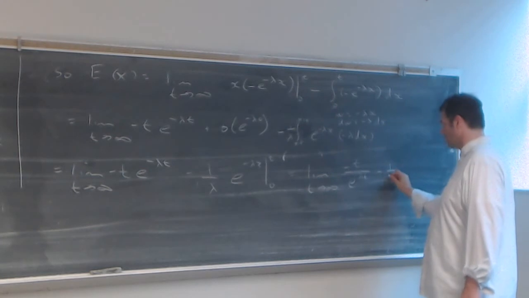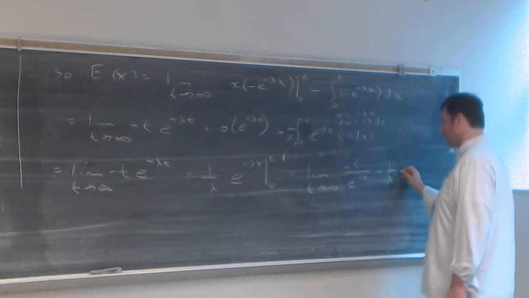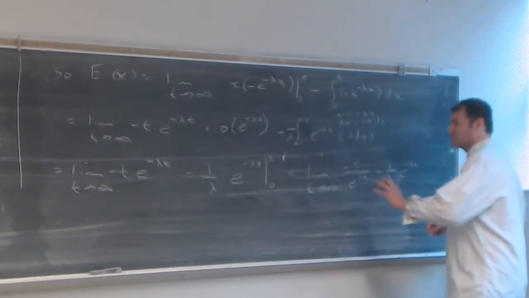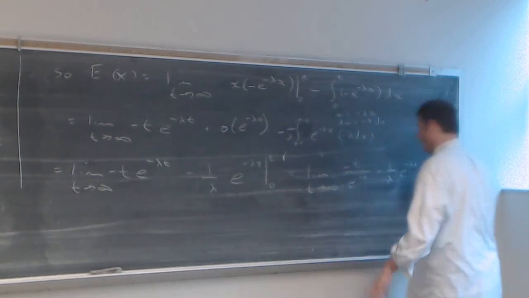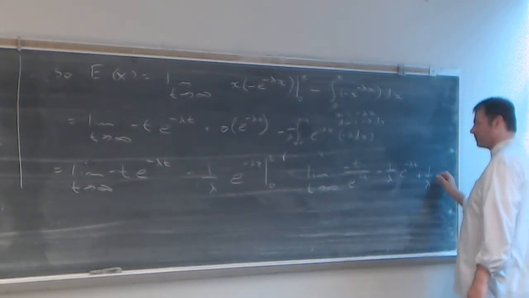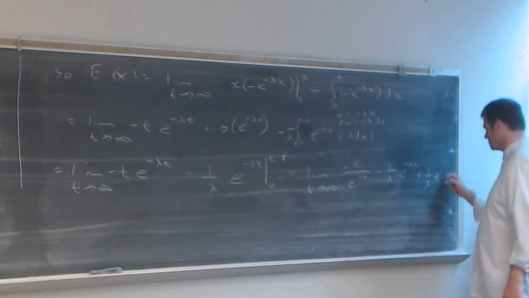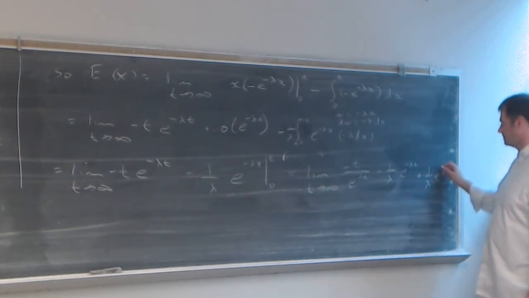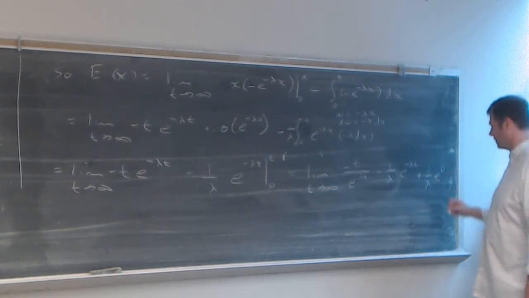1 over lambda. When I stick in t, it would be e to the minus lambda t. And then when I stick in 0, don't forget I have to subtract what I would get when I stick in 0. And it's already got a minus in front of it, so that makes it a plus 1 over lambda e to the, here, when I stick in 0, I just get e to the 0.